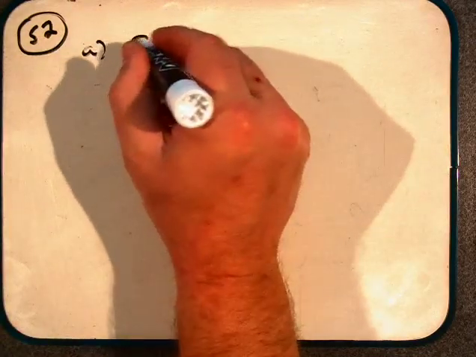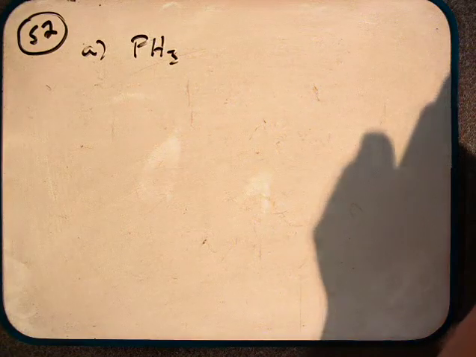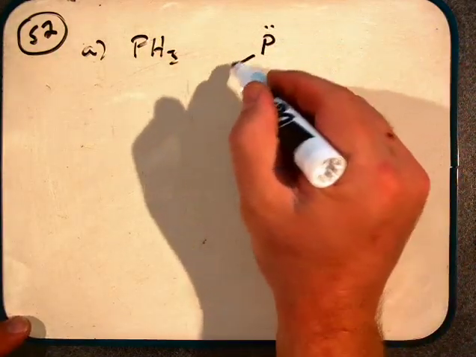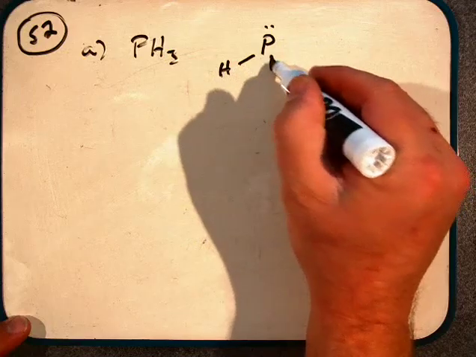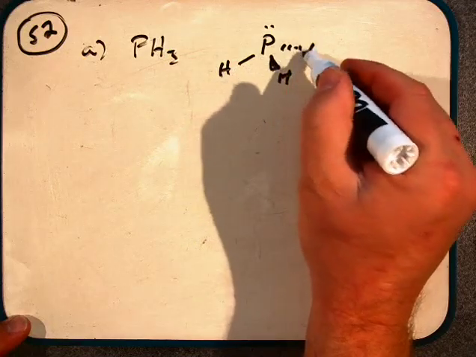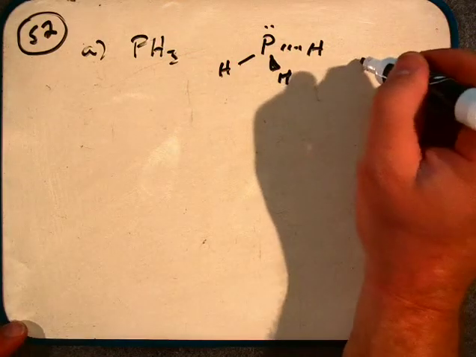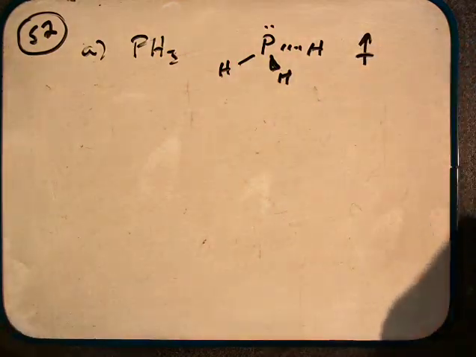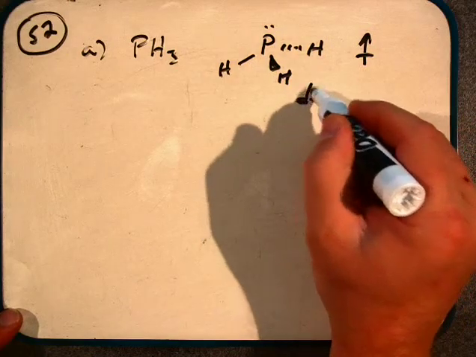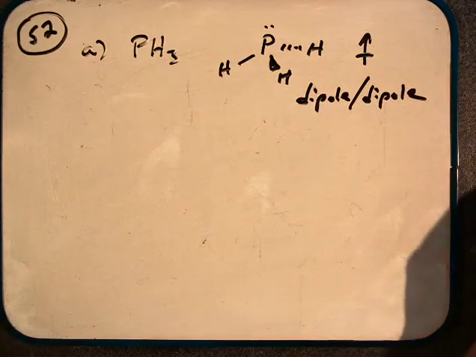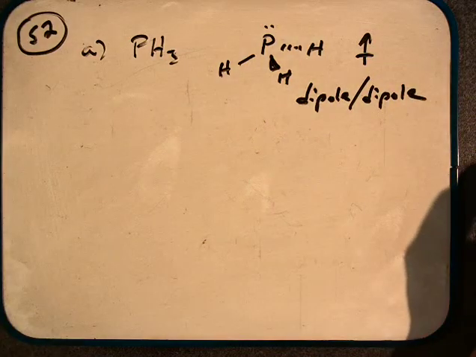And so for part A, we're looking at PH3, and PH3 would have a tetrahedral electronic structure, and as a result, it has a dipole, a molecular dipole. And so since it has a molecular dipole, this is known as dipole-dipole forces of attraction.